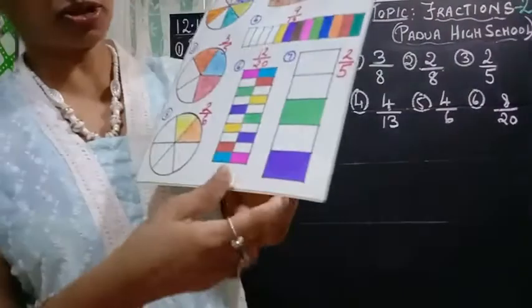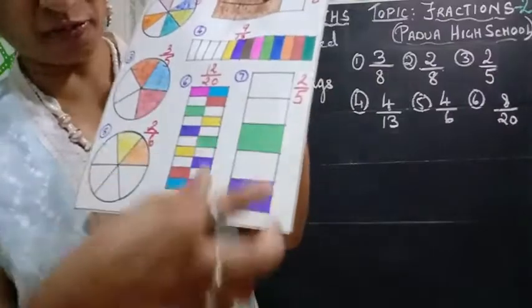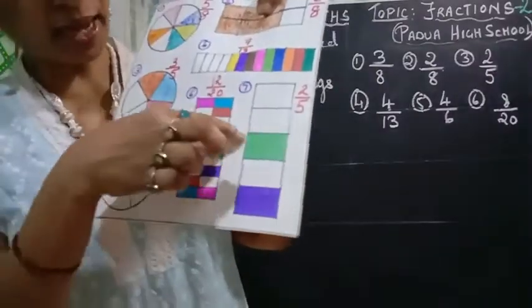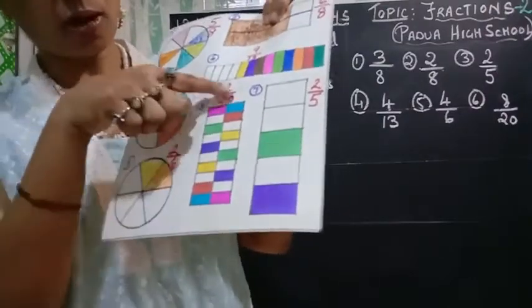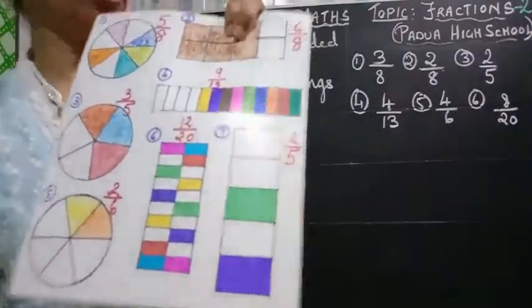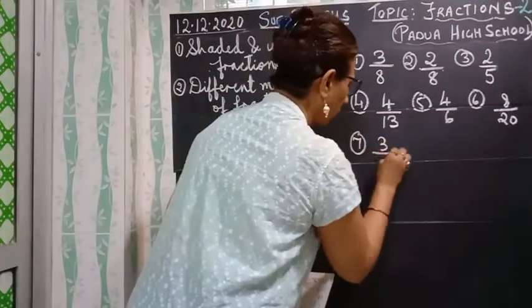And the last one, children, the seventh one, we had a strip of 5 parts I have made. And how many were shaded? 2. So 2 upon 5. Now how many are unshaded? 3, correct? So you have there 3 upon 5.